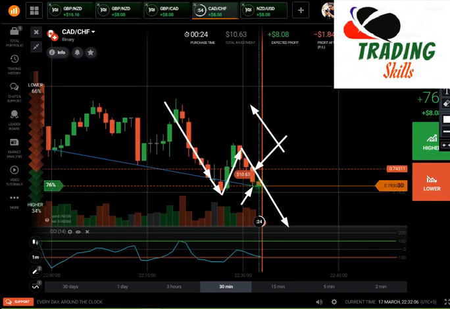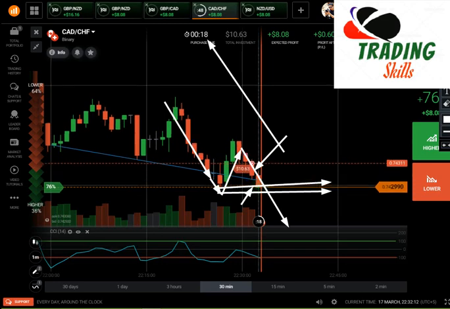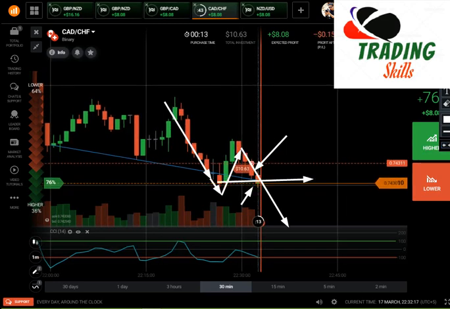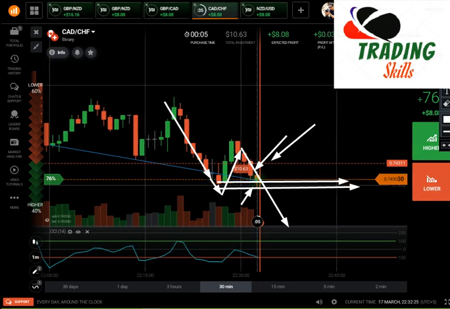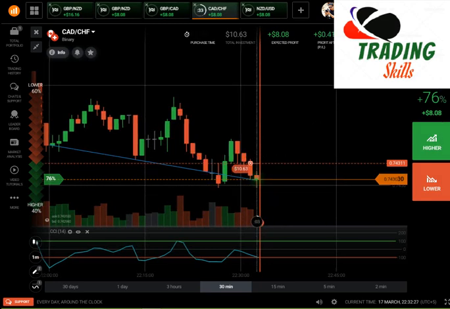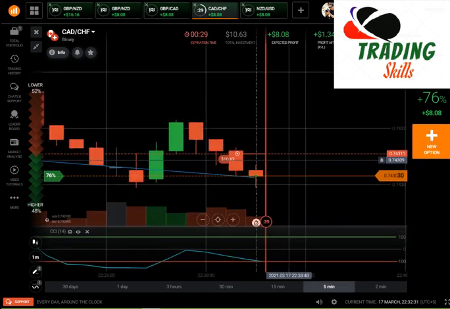Unfortunately I was not realizing the time, but still I am confident that the next level is here and the next level is here, so I can win my trade here also. And I took my trade on the previous candle, so you will see again we will win this trade. So let's see what happens here.